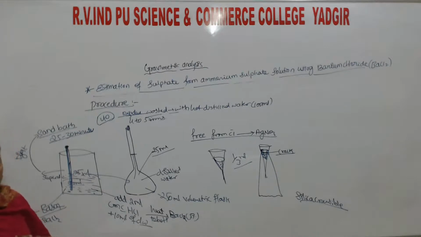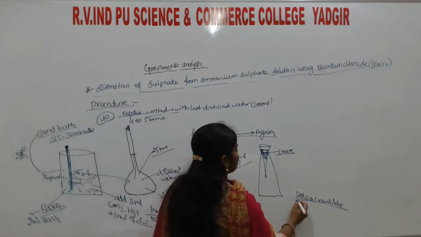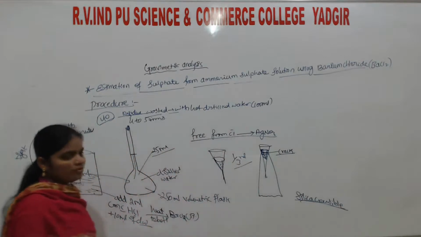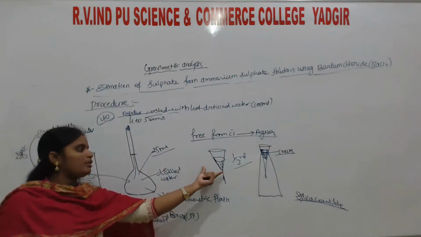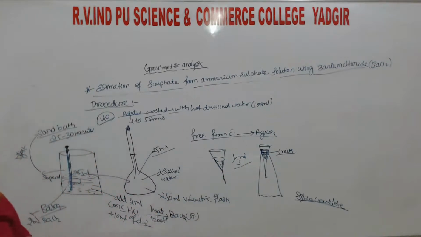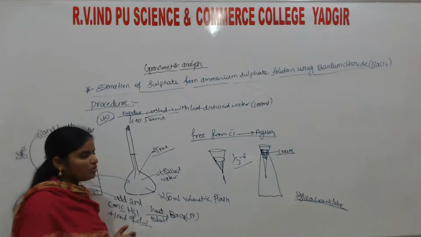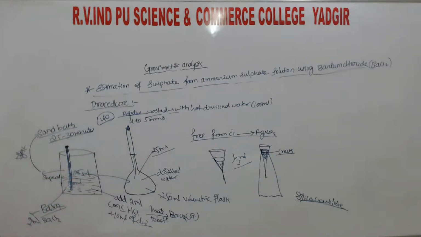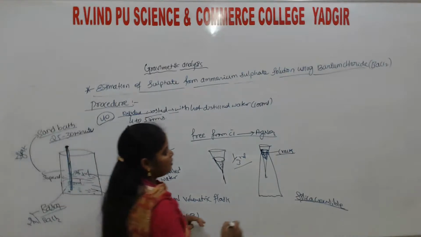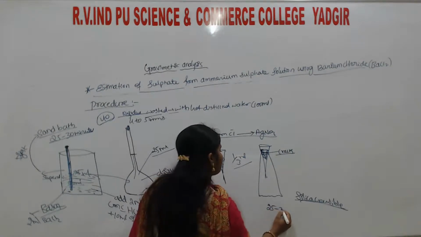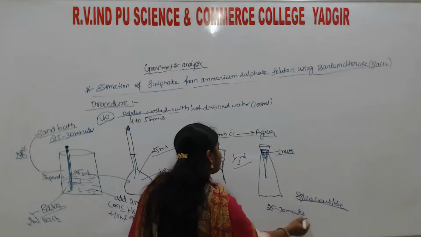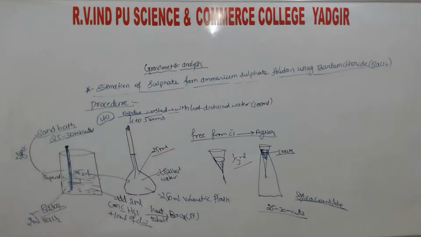Ignition means red hot. Take an electric crucible heater and heat this silica crucible containing the Whatman filter paper along with the residue. Ignite for 25 to 30 minutes.